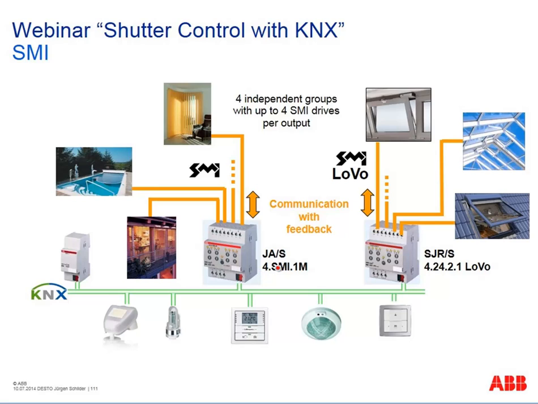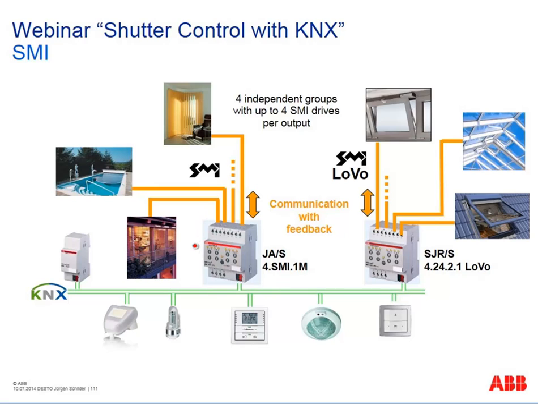This one, JAS4 SMI1M, is one actuator with 4 outputs. So here we can control 4 outputs, and for each output it is possible to connect up to 4 motors. All motors in one output, or one group, drive every time to the same position or the same height. And these motors can send back the status via SMI protocol to the actuator into our KNX world, and then we have maybe the status or fault messages.